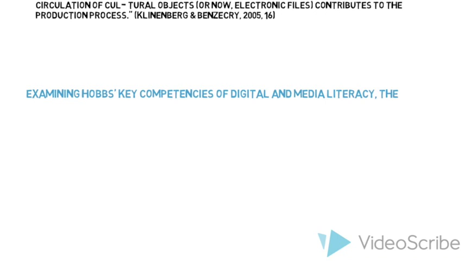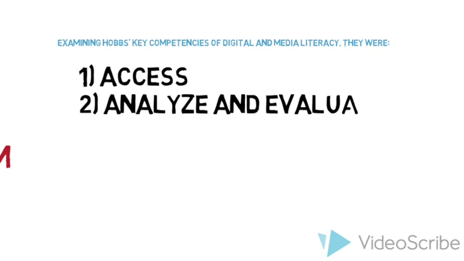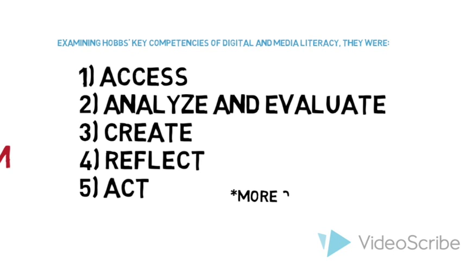Now, I want to relate this quote to something that we looked at in one of our course readings, and that was the Hobbs article, where he describes key competencies of digital and media literacy. I found that these were incredibly useful in guiding how we need to look at introducing and teaching digital media within our courses. Now, to review what these key competencies were, they were number one, accessing media; two, analyzing and evaluating media; three, creating media; four, reflecting on what was found; and five, a call to action. And there will be more to elaborate on these a little later on in the video.